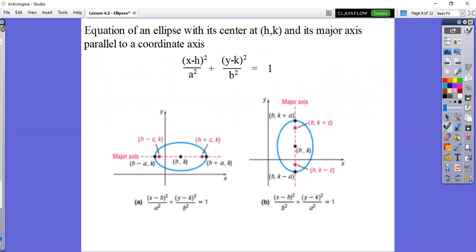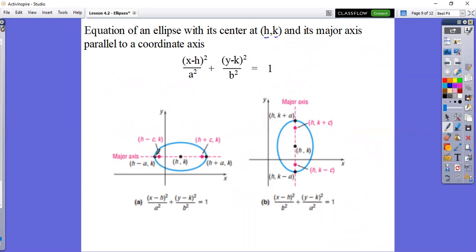All right, so up until now, we were looking at ellipses that had their centers at 0, 0. So in this case, we're going to look at ellipses with a center at (h, k), and a major axis parallel to a coordinate axis. So the major and minor axis are still perpendicular to each other. They're just parallel to a coordinate axis in this case.